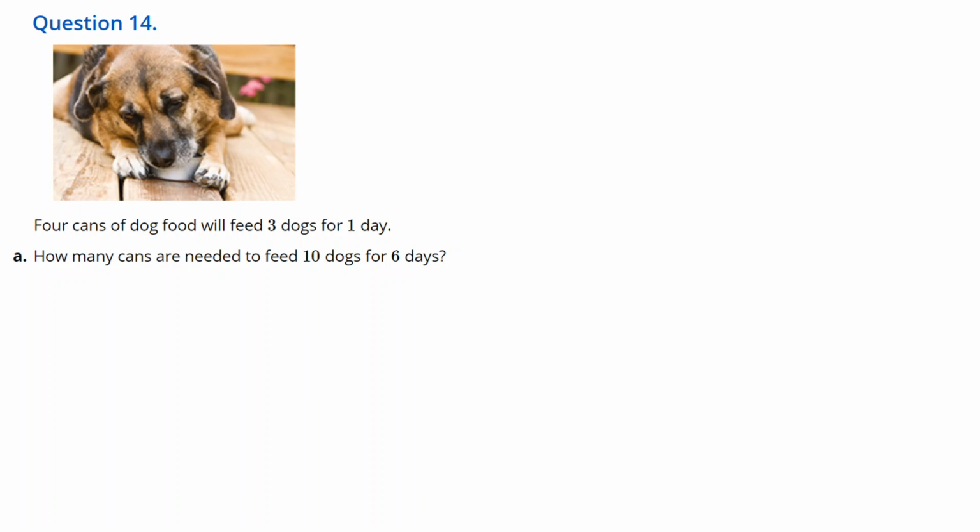Welcome. So we're going to go through question 14 here. It's in the reasoning section, so it's kind of a tricky question. It says 4 cans of dog food will feed 3 dogs for 1 day. How many cans are needed to feed 10 dogs for 6 days?